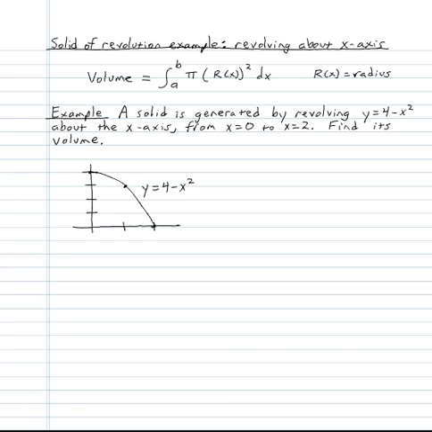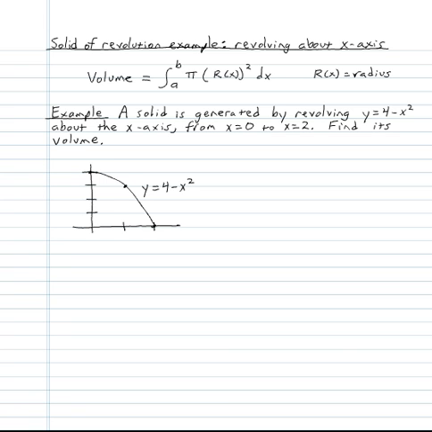And we'll take a look at how that plays out in the following example, where we have a solid that is generated by revolving the curve y equals 4 minus x squared about the x-axis, where we are between x equals 0 and x equals 2. And we want to find the volume of that solid.